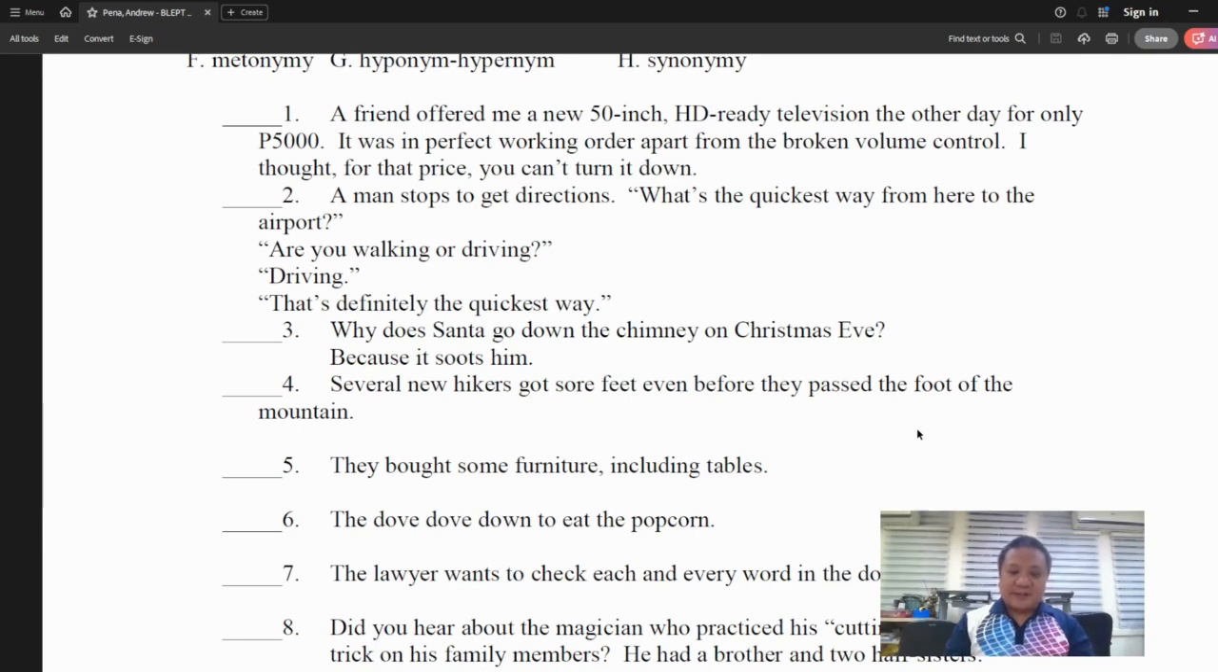Number 6, the dove dove down to eat the popcorn. So dove and dove, they're written the same way, pronounced differently. This is what we call homographs. Number 7, the lawyer wants to check each and every word in the document. Each and every shows H, synonymy.